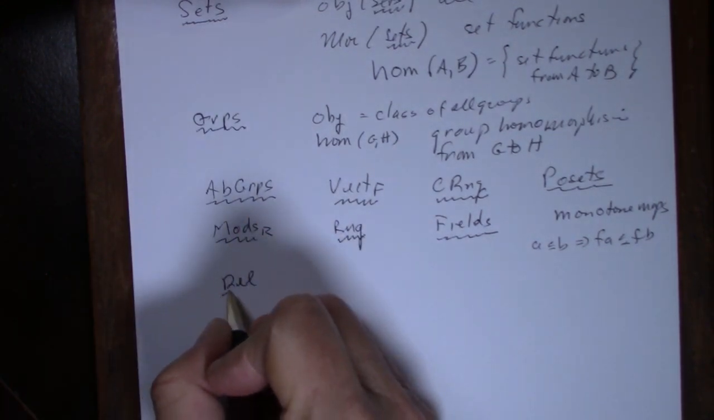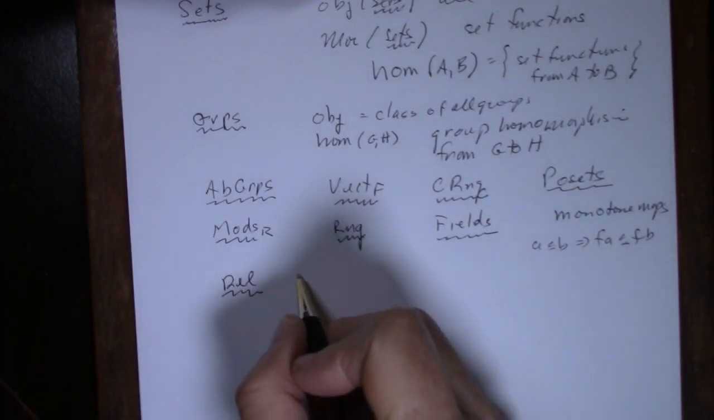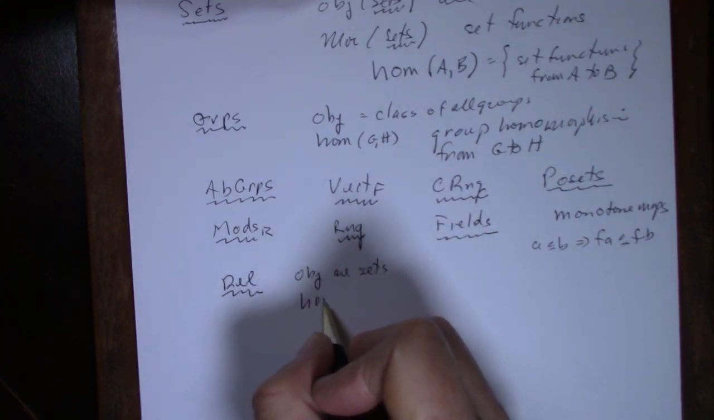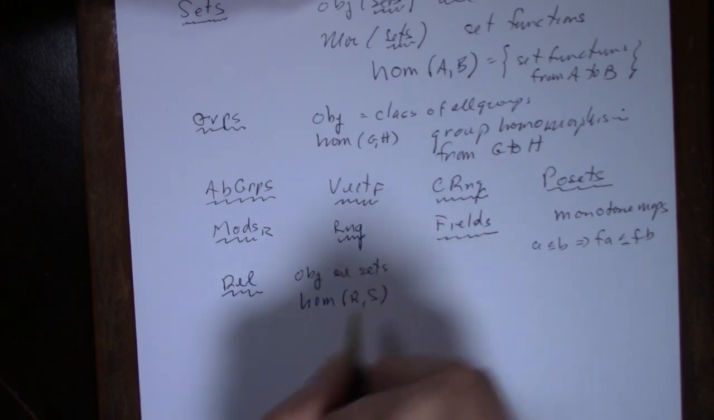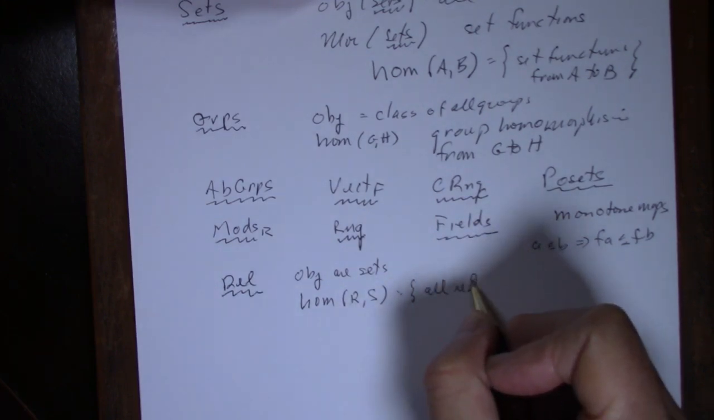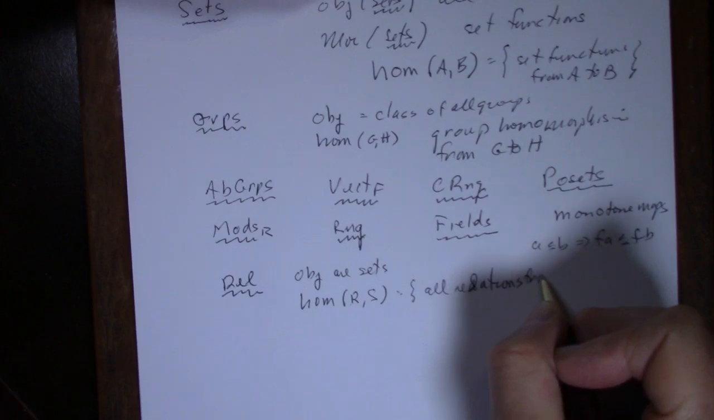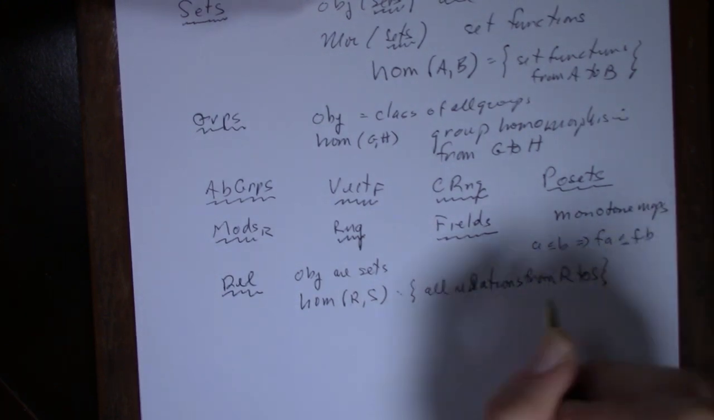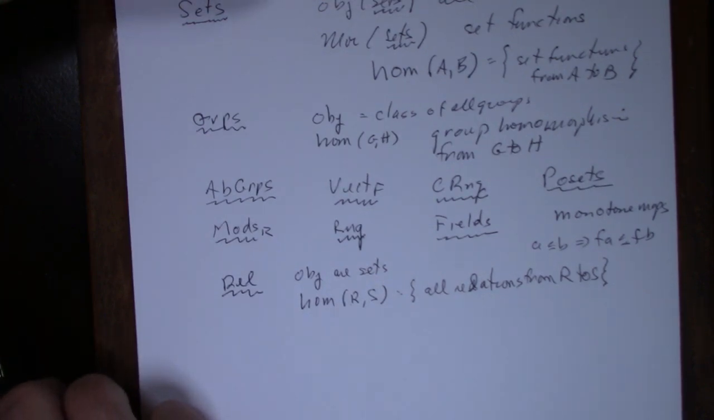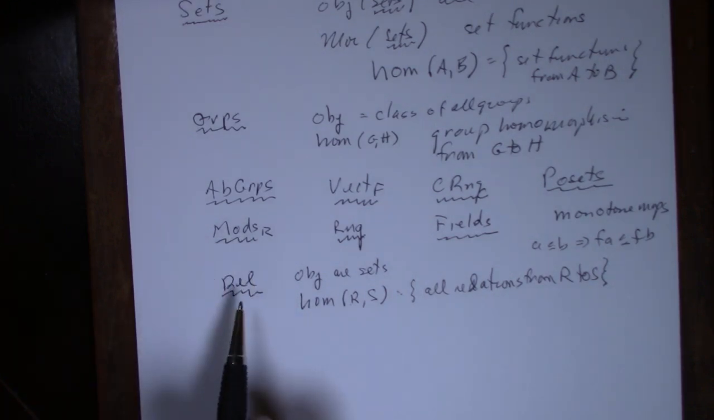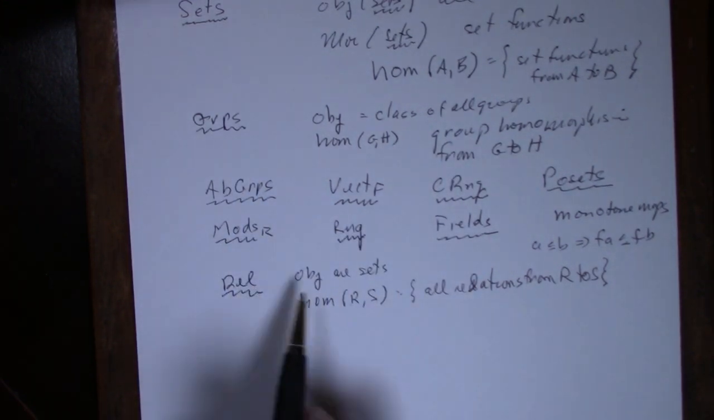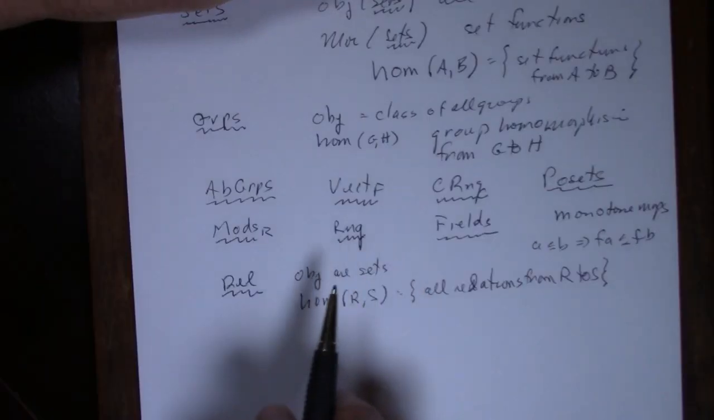Relations, the category of all relations. The objects in this case are sets, and the Hom set between two sets, R and S, is the set of all relations from R to S. As you know, relations can be composed and the composition is associative and there's an identity relation and so on. So this is our first example of the fact that the name of the category is not the name of the objects, like it is in the other cases, but it's actually the name of the morphisms. And that does happen from time to time.